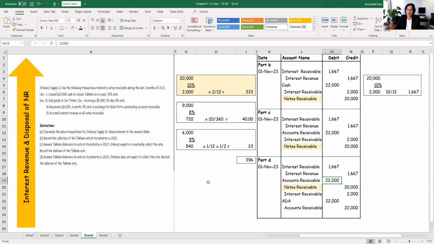Okay, so we have three different situations at maturity. First is the note is honored. The second two, the note is dishonored. Part C, we said, I think I can get the money. Part D, I'm saying, I know I'm not going to get the money and taking it off my books completely. So these are very common business situations when you loan money, there's every likelihood you're not going to get that money back.